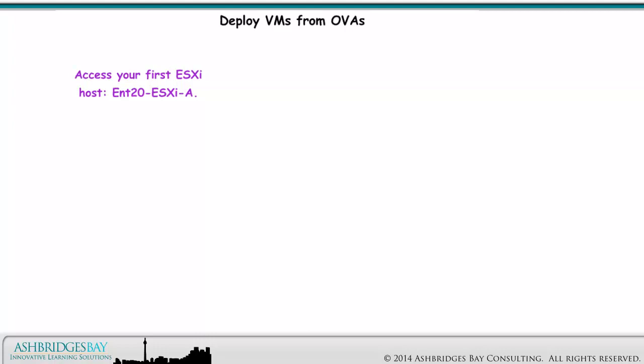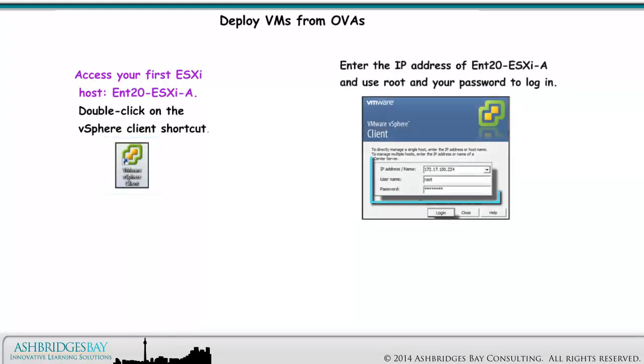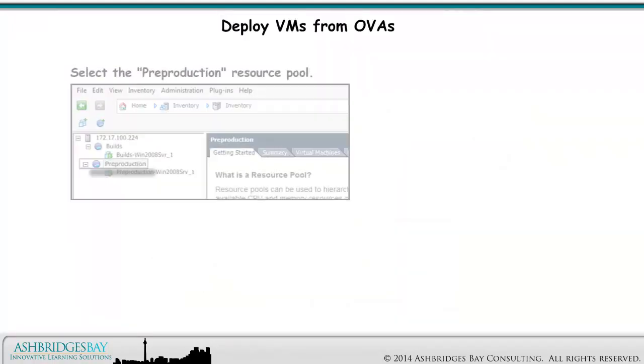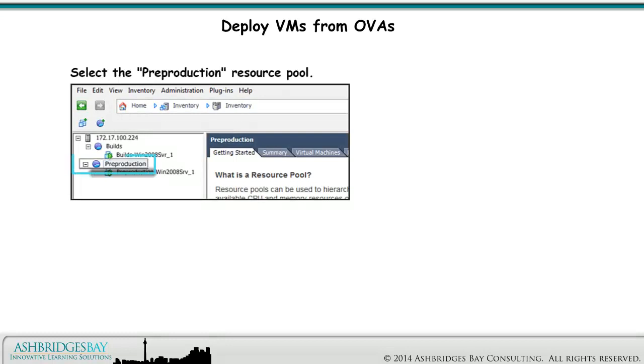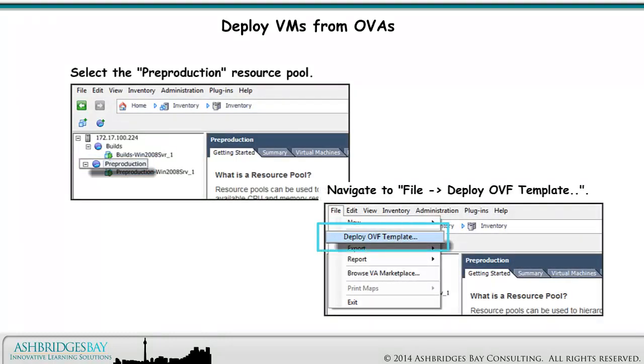Access your first ESXi host, Enterprise 20 ESXi-A. Double-click on the vSphere client shortcut. Enter the IP address of your ESXi host and use root and your password to log in. Click Ignore to any security warning. Select the pre-production resource pool. Navigate to File, Deploy OVF Template.